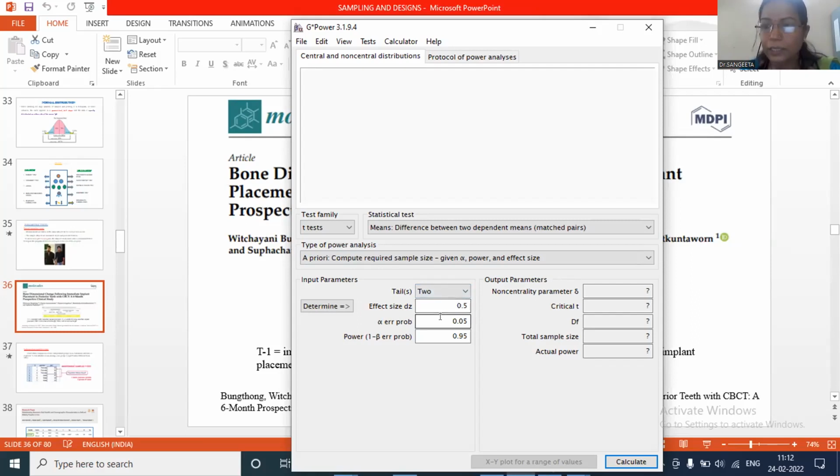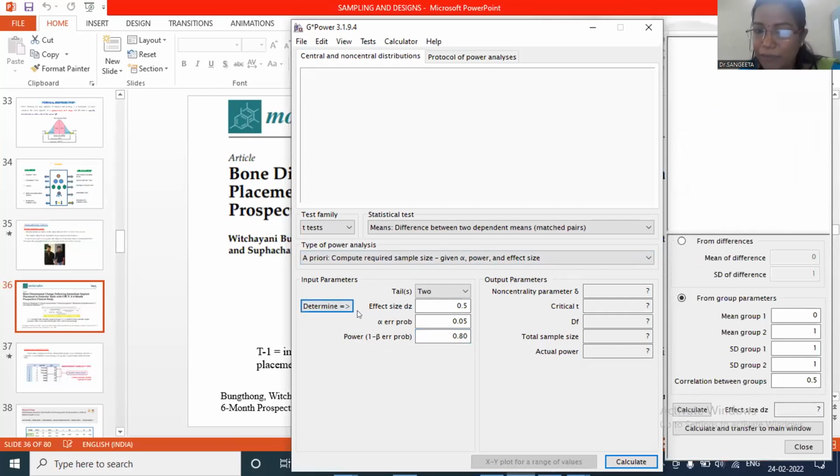Effect size. Now I told you the effect size you have to calculate from your key article. I have shown you the article, so we'll just calculate from there. Alpha error, that is your p-value, I'm fixing it at 0.05. This is the probability of committing type 1 error. Power, 80% is acceptable, so I just write it as 80% here. Clear? Now we will calculate the effect size. I've just determined effect size.